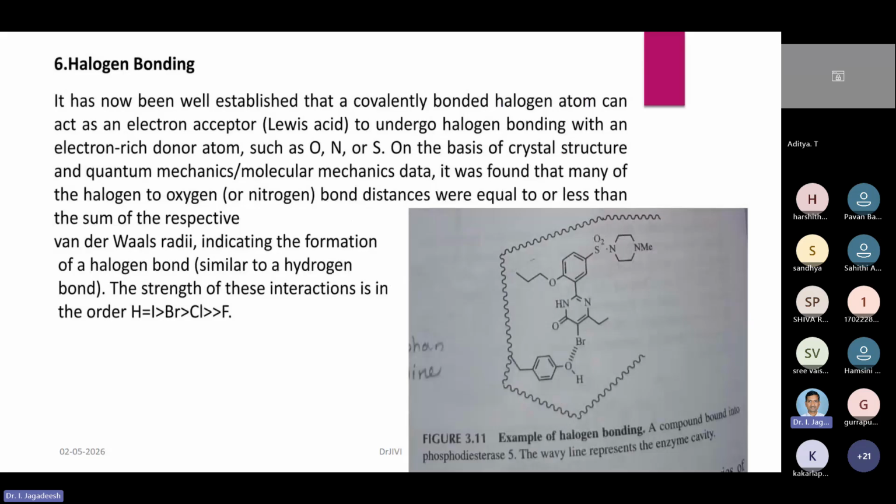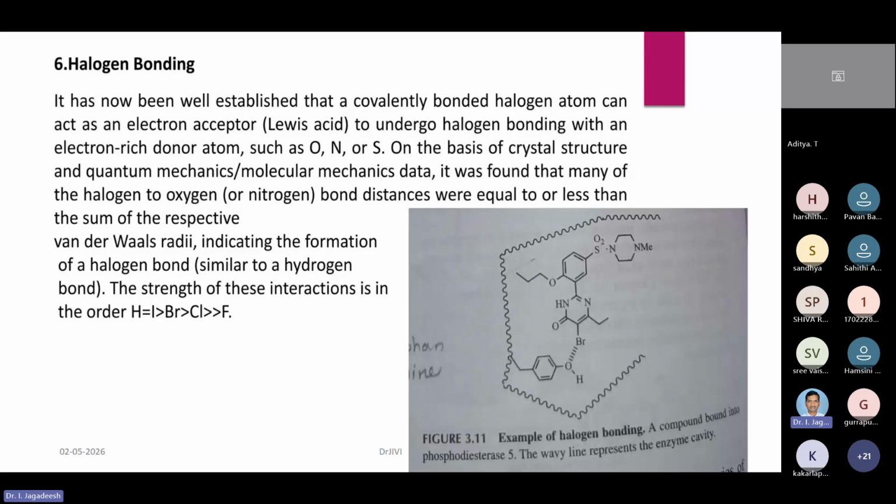The sixth is halogen bonding. This is used in the optimization part, where we use this bond as a critical one. It is well established that a covalently bonded halogen atom can act as an electron acceptor, a Lewis acid, to undergo halogen bonding with an electron-rich donor atom, such as oxygen, nitrogen, or sulfur.